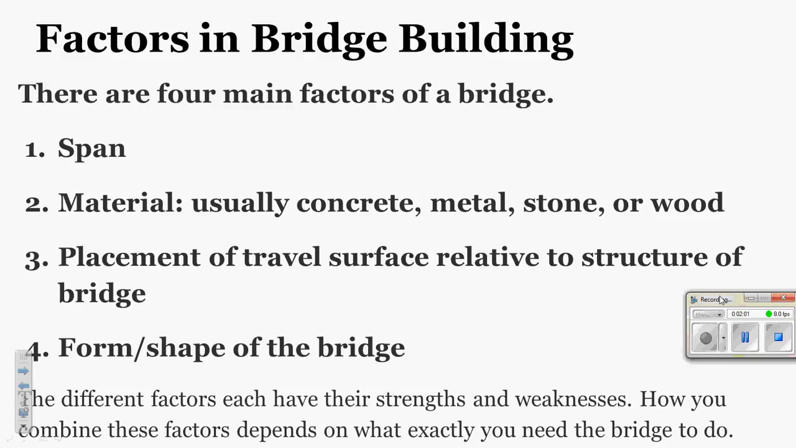So these different factors each have their strengths and they have their weaknesses. How you combine these factors is going to depend on what exactly you need the bridge to do. You have to think about how many things or what types of vehicles would be traveling over it. Are we talking about bikes? Are we talking about vehicles? What type of surface does it need to have? Can it be concrete? Does it need to have asphalt on it? That's going to depend on what type of tires are rolling over it and so forth.